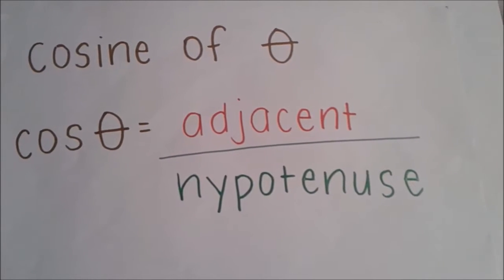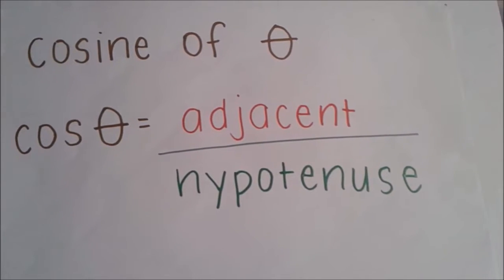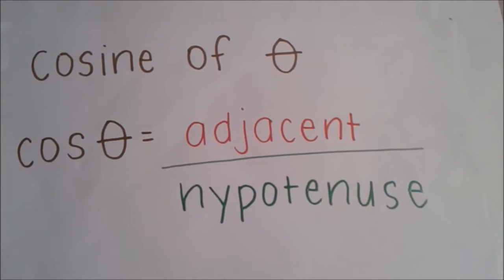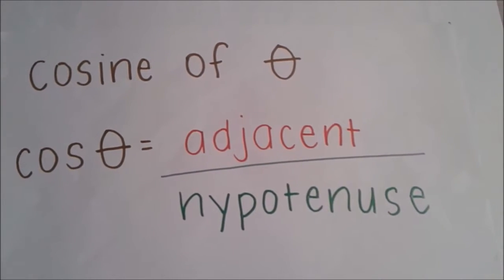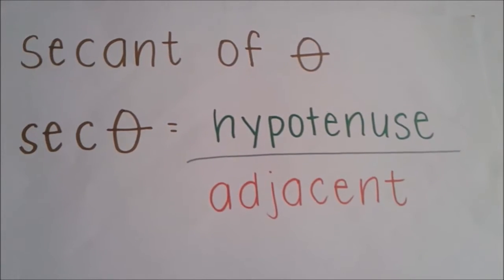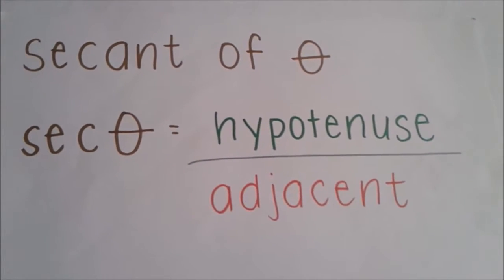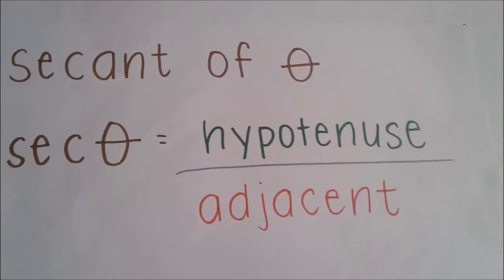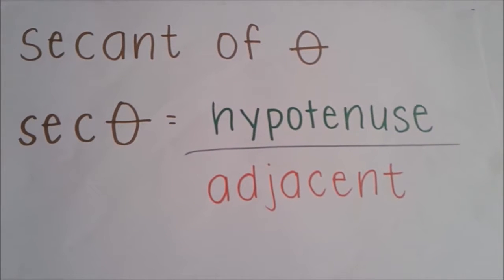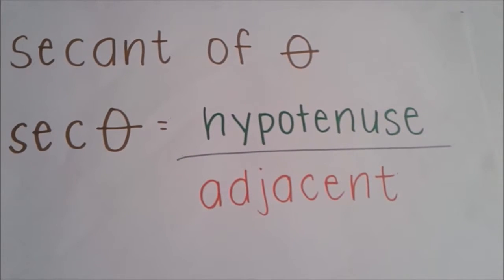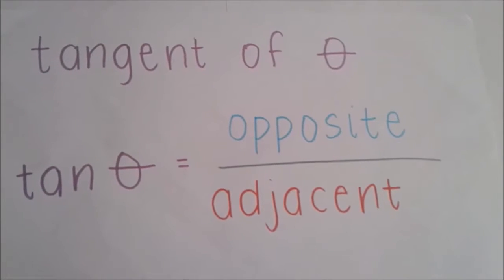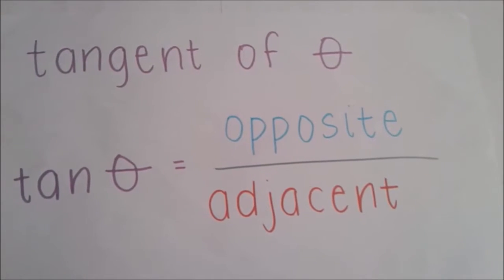Third type of function is the cosine of theta. It is measured by dividing the adjacent side by the hypotenuse side of the triangle. The fourth type of function is the secant of theta. It is the reciprocal of cosine of theta and is measured by dividing the hypotenuse by the adjacent side of the triangle. Next type of function is tangent of theta.